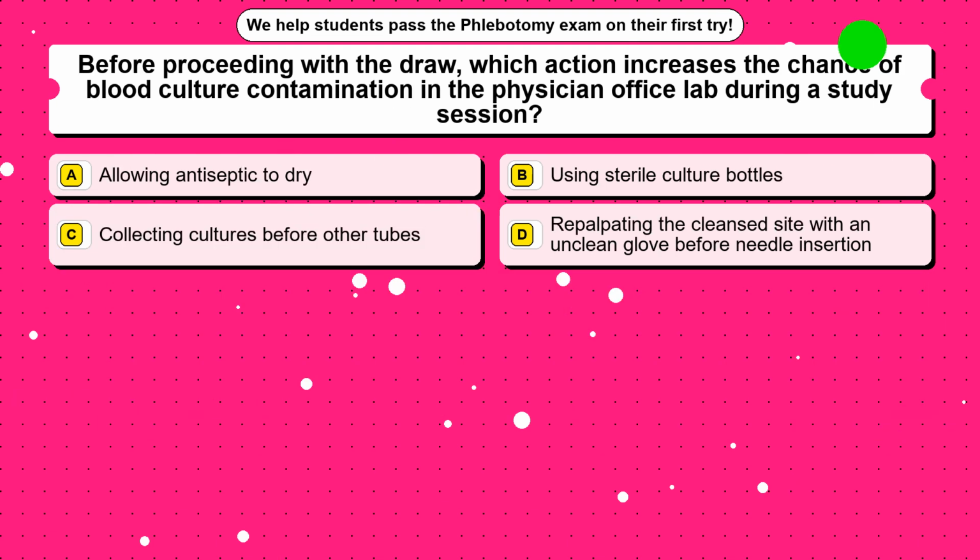Question 83. Before proceeding with the draw, which action increases the chance of blood culture contamination in the physician office lab during a study session? Option A, allowing antiseptic to dry. Option B, using sterile culture bottles. Option C, collecting cultures before other tubes. Option D, repalpating the cleansed site with an unclean glove before needle insertion.